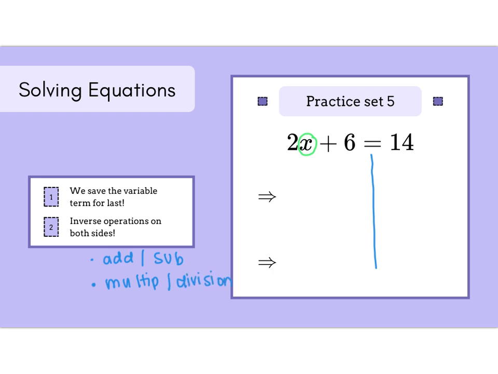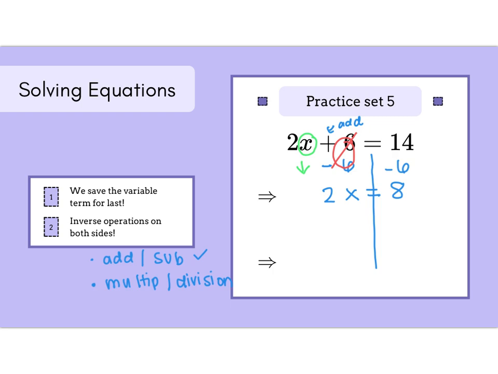So first, I want to undo any addition or subtraction. So I see addition here. To get rid of that addition, I'm going to subtract 6 from both sides. So subtract 6 here and subtract 6 from the 14 over here. Now, plus 6 and minus 6, those will cancel out to equal 0. And then I'm just going to bring down what I have still left over. So I still have a 2x on this side of the equation. And then I have 14 minus 6, which is 8.